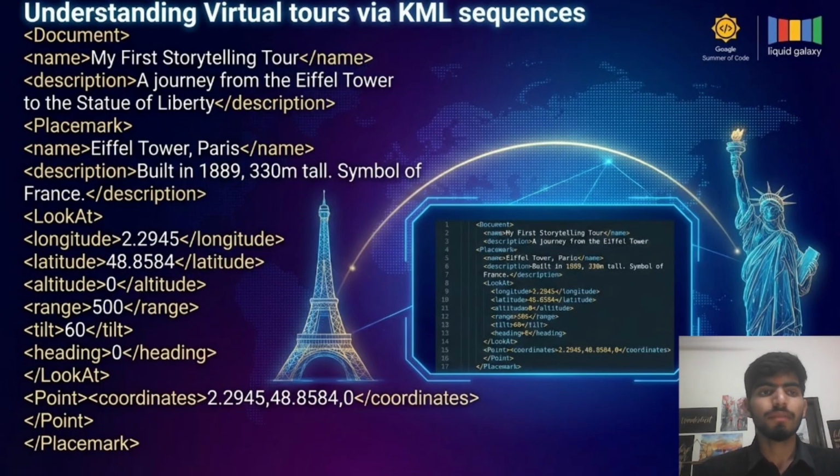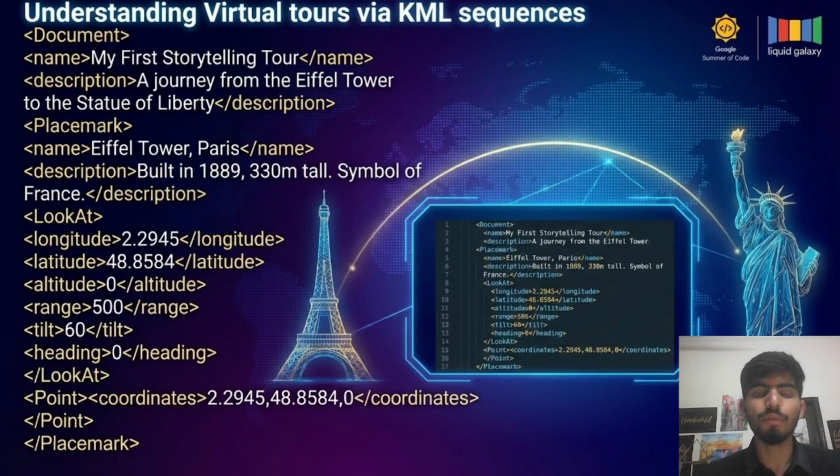In the KML, when we start our document tag, first of all, the first placemark which we are adding is the Eiffel Tower, Paris. The description is provided: it was built in 1889, is 330 meters tall, and is a symbol of France. The LookAt tag is starting, in which the coordinates are passed. These are the coordinates of the Eiffel Tower, and the range, tilt, and heading will be explained further when the camera angle part comes. Then a point tag starts in which the coordinates are passed, which basically places the placemark at the specific location.